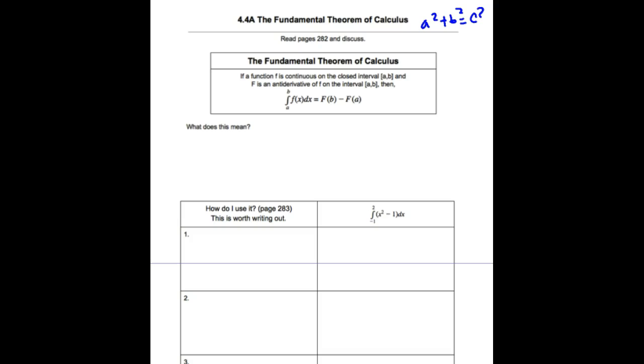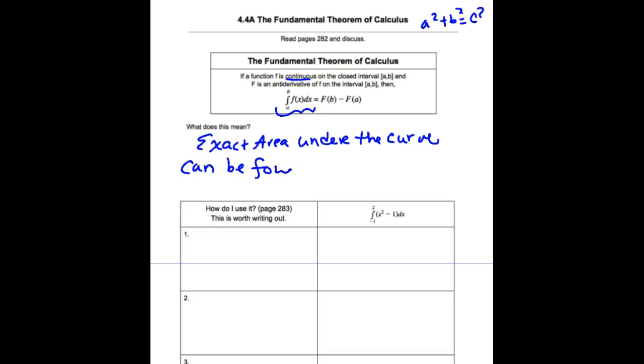In notation, it says the definite integral, which means the exact area under the curve, as long as it's continuous, which makes sense, can be found. So now we're going to be getting the exact area under the curve, and we can find it with a formula, actually. You have to remember what capital F stands for from 4.1. That means the antiderivative.